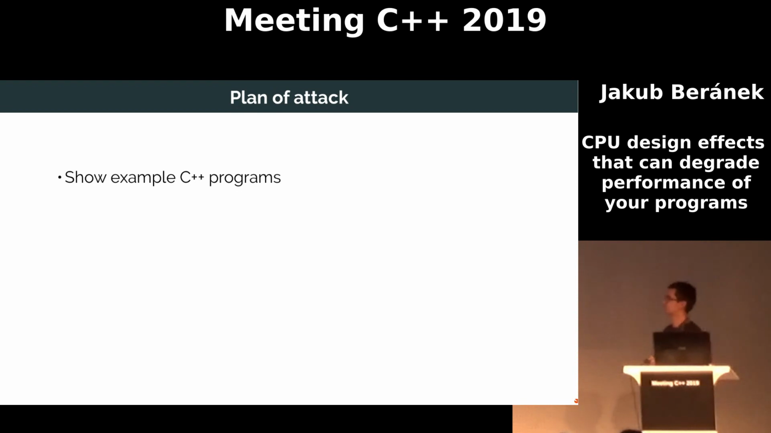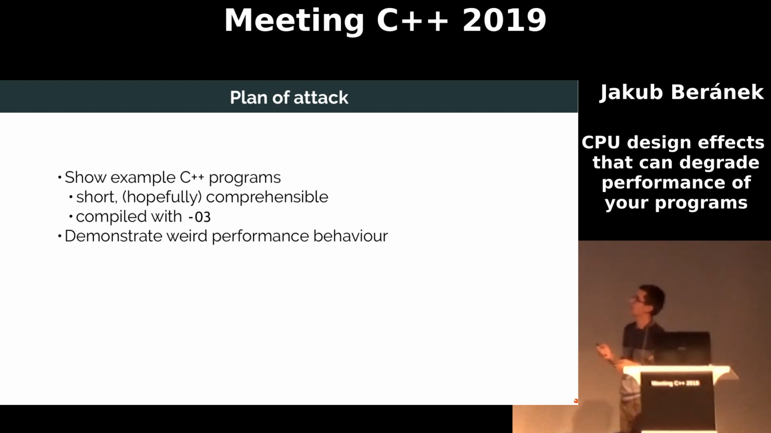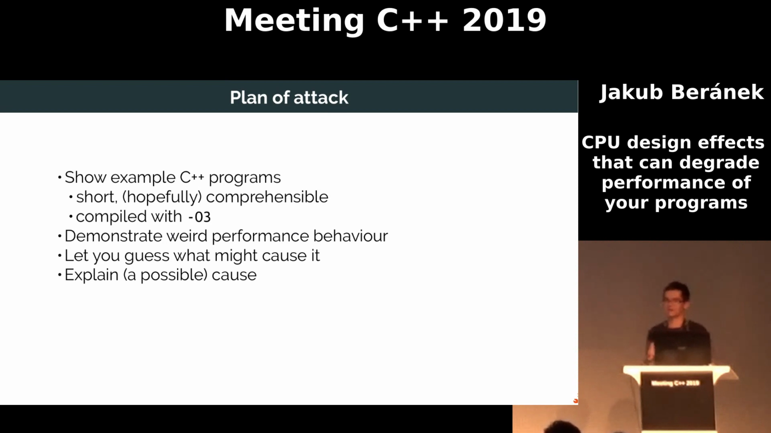So what I want to show you in this talk are some example C++ programs that are short and hopefully comprehensible, and all of them will be compiled with O3. I think that this is very important, because if I just showed you some weird performance behavior in debug mode, you could say, oh, the compiler will solve this. But it can do it sometimes, but not always, so everything will be compiled with full optimizations. And I will try to demonstrate some weird performance behavior with those examples. I will let you guess what might cause it. I will explain a possible cause that I think is happening. And I will show you how to measure and fix this.